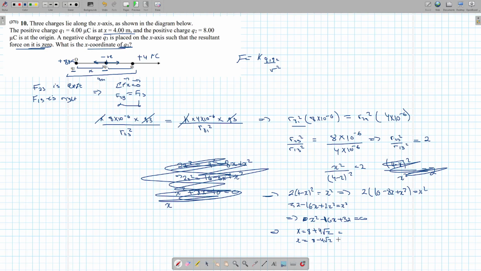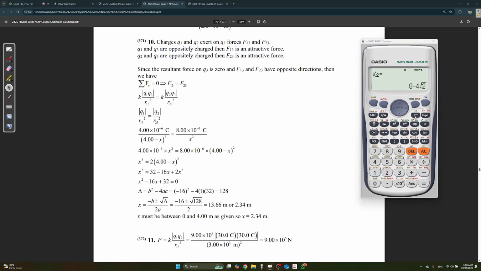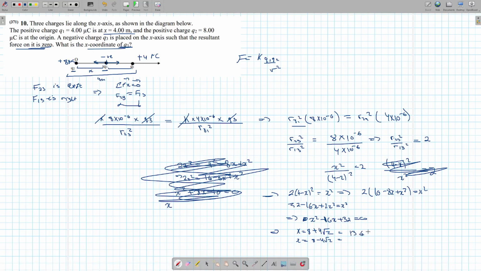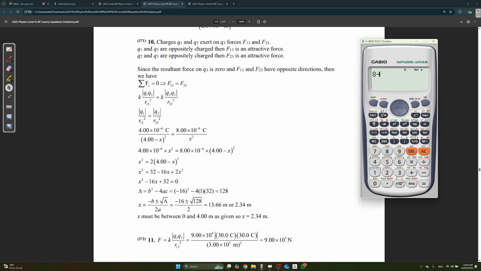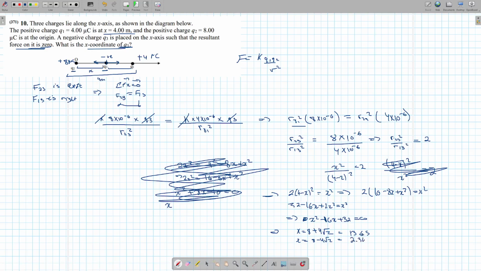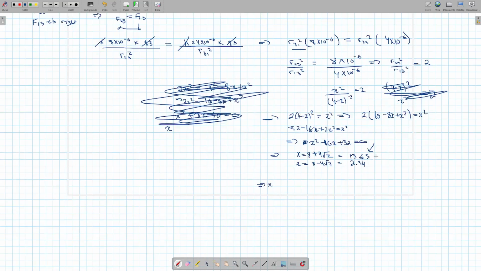When you have two solutions for x, obviously not both of them will work, because how is Q in two positions at the same time, right? So we're gonna take a look over here. What is 8 plus 4 root 2? It's, let's approximate it, 13.65. Okay, and 8 minus 4 root 2 is 2.34. Obviously we know that our x coordinate has to be somewhere in between this 4 meters. So can it possibly be at 13.65? Obviously it cannot. So therefore, this is rejected. Okay, so therefore x is equal to 2.34 meters.